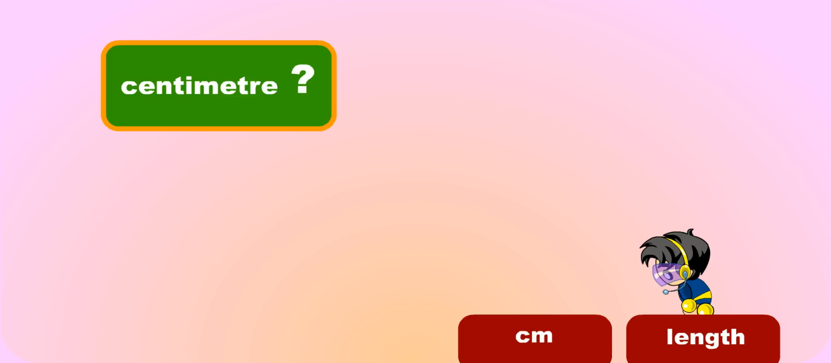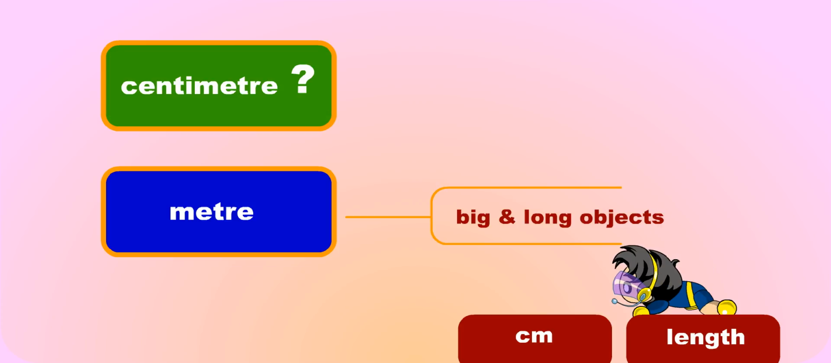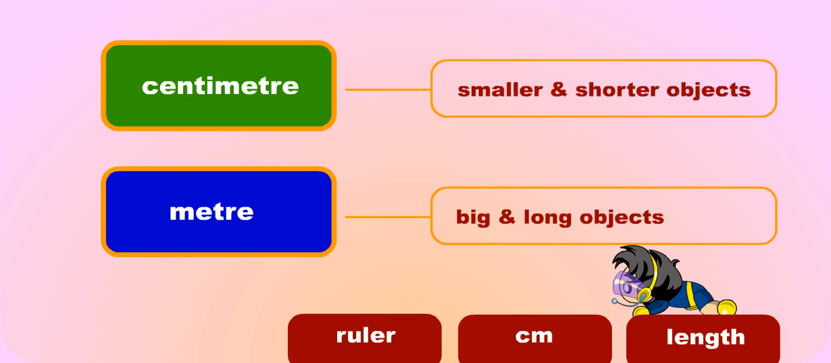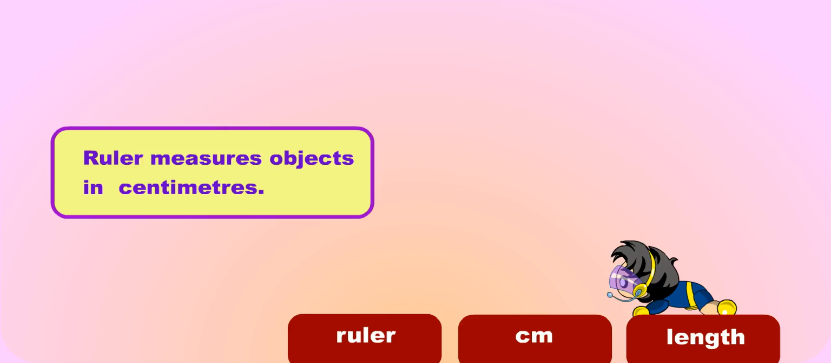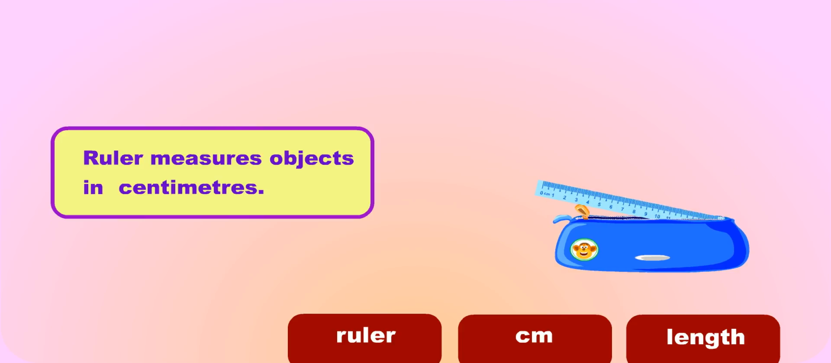What is centimeter? We can measure length using that. All I've learned is measuring objects in meters. That is for measuring the length of big and long objects. For smaller and shorter objects, we use the shorter ruler, the ruler that measures objects in centimeters. Just like the one I have in my pencil case. Can you show me how to use this ruler?